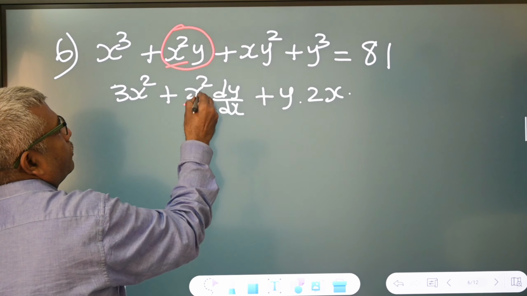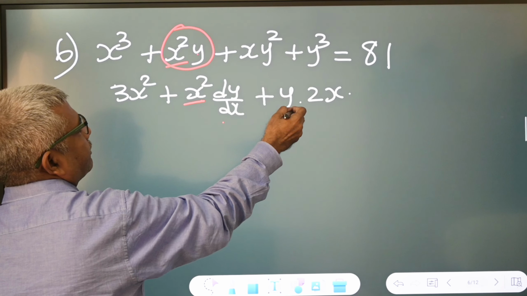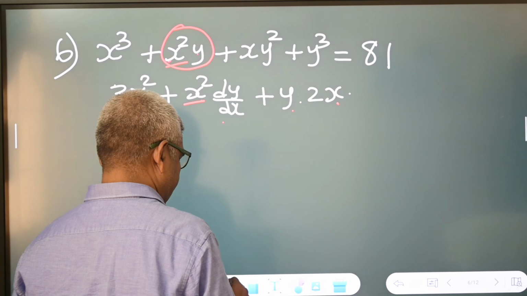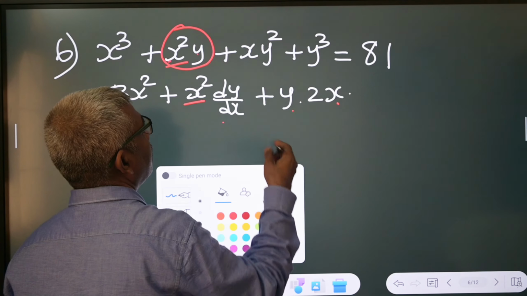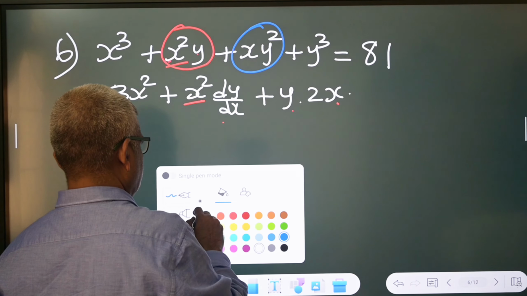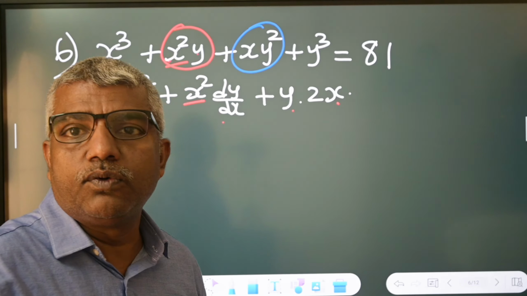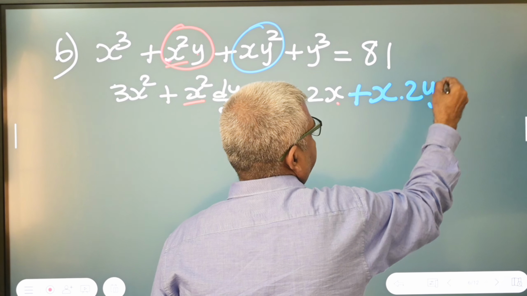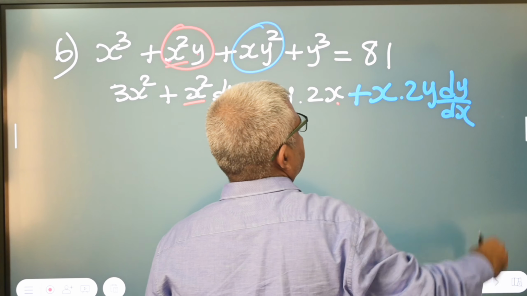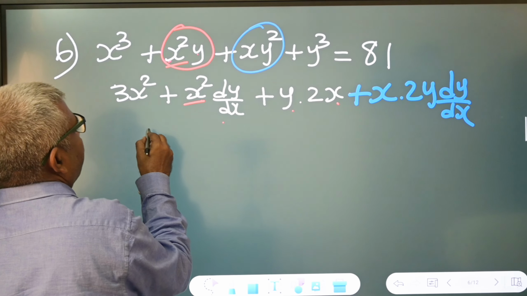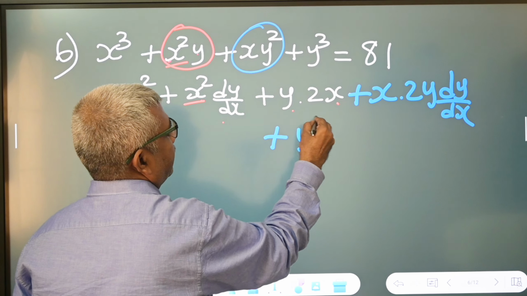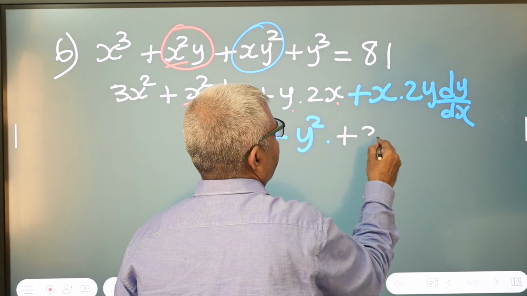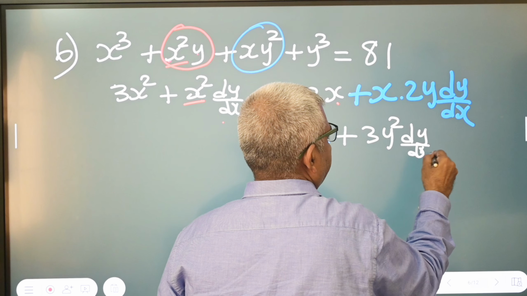Here x squared is u. y, if you differentiate, dy by dx plus y. x squared, if you differentiate, 2x. Then we will come to xy squared. xy squared, what is u? u is x. What is y squared, if you differentiate? 2y dy by dx. Plus, don't start from here, plus y squared, x if you differentiate, 1. Then plus y cube, if you differentiate, 3y squared dy by dx is equal to 0.